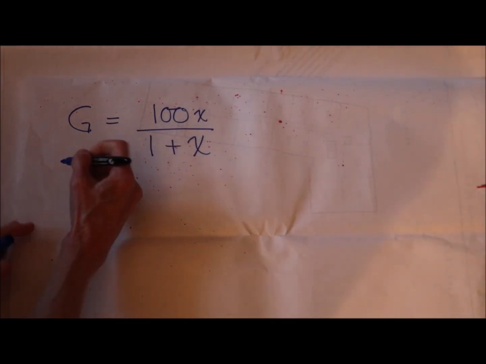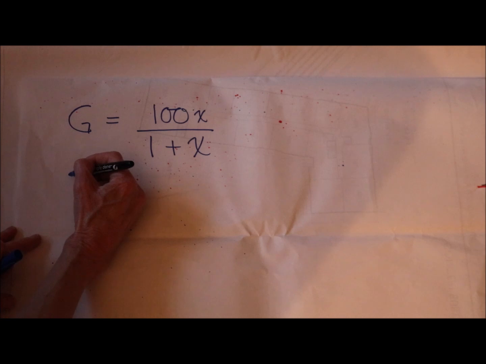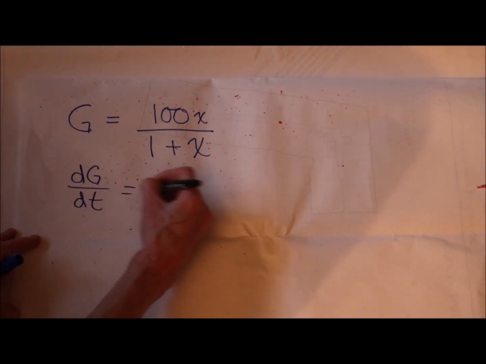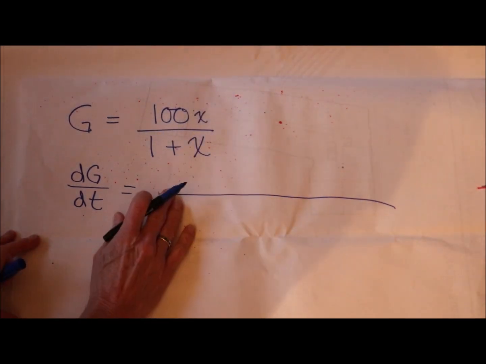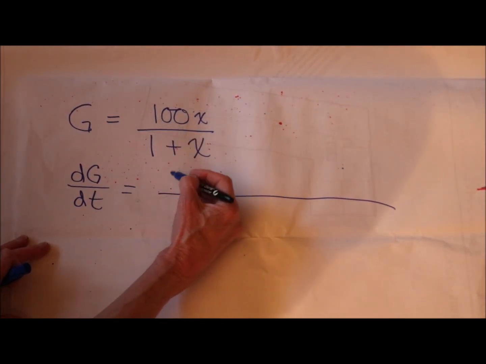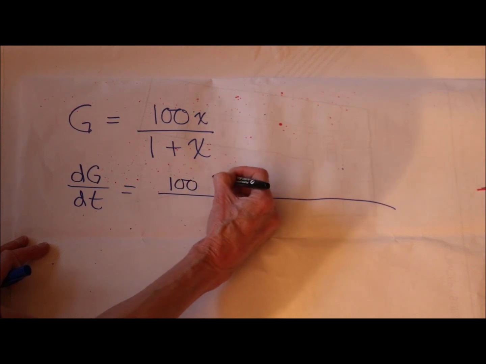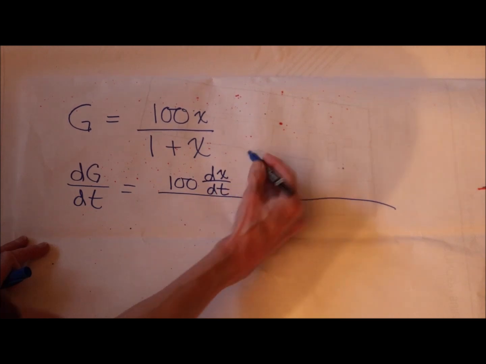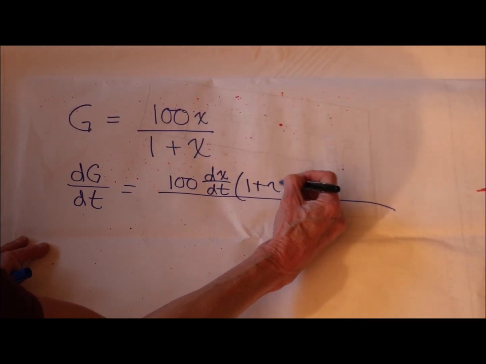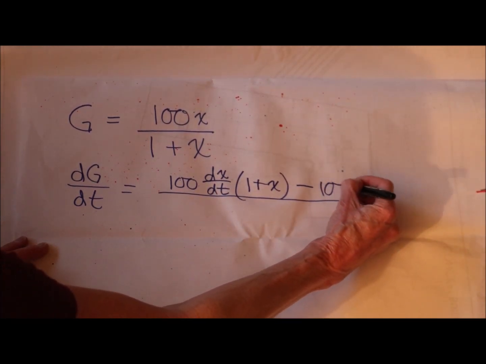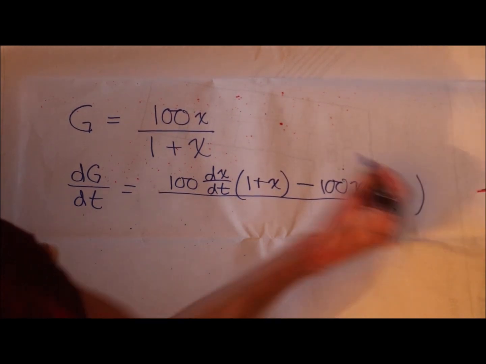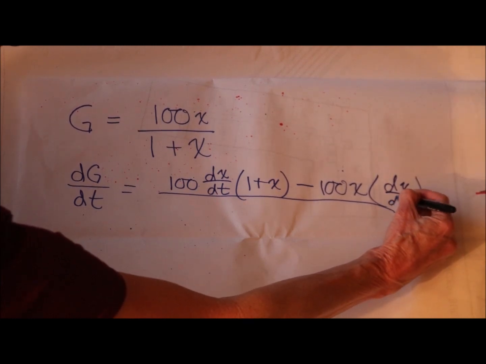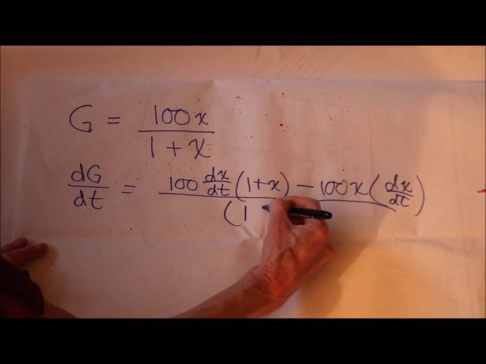The derivative of g with respect to time is dg/dt. Chain rule, right? We've got a quotient, so we're going to use the quotient rule. The derivative of 100x is 100 times the derivative of x, which is dx/dt. So that's the derivative of the top times the bottom as it is, minus the top as it is, times the derivative of the bottom. The derivative of the bottom is just 1 dx/dt, over the bottom squared.